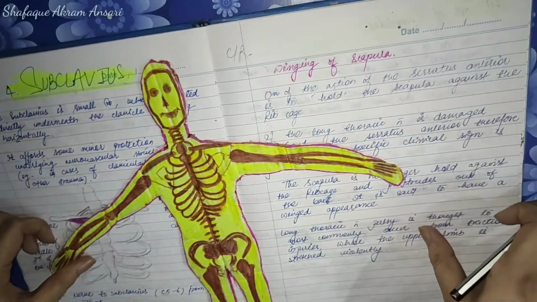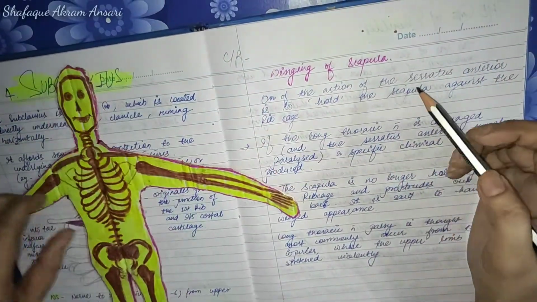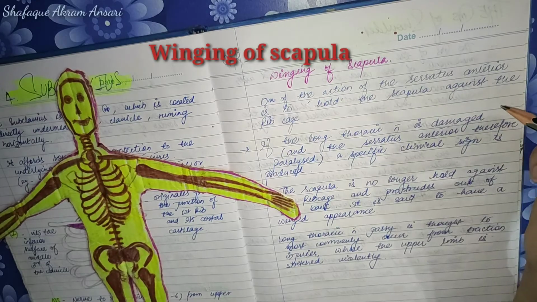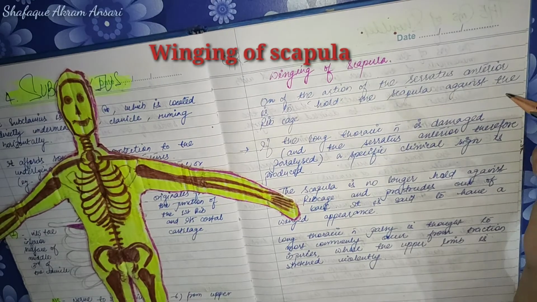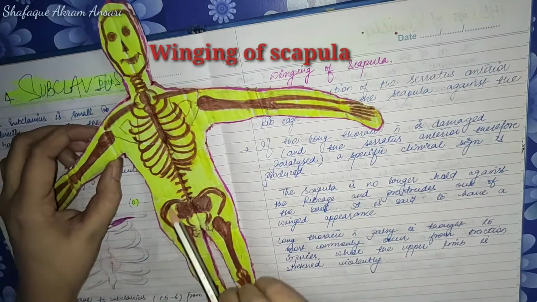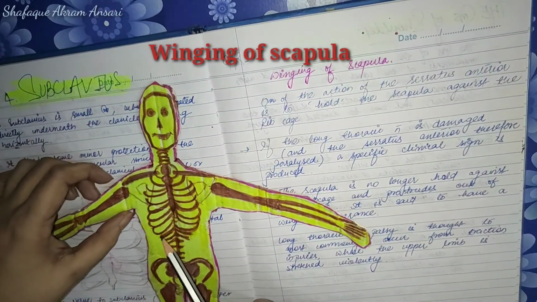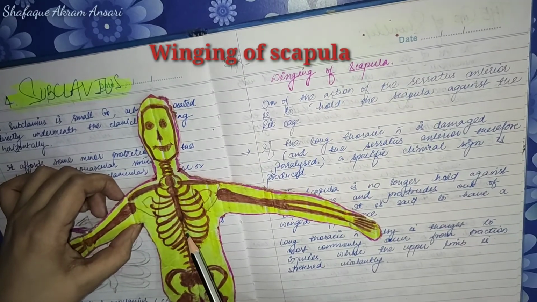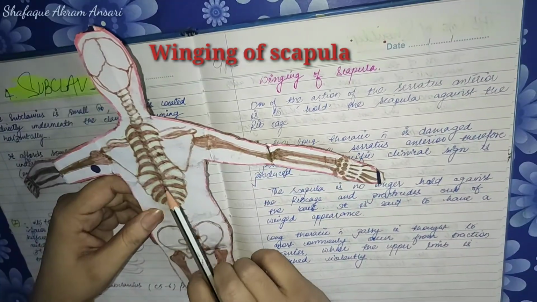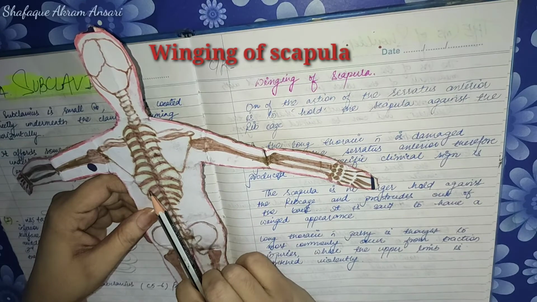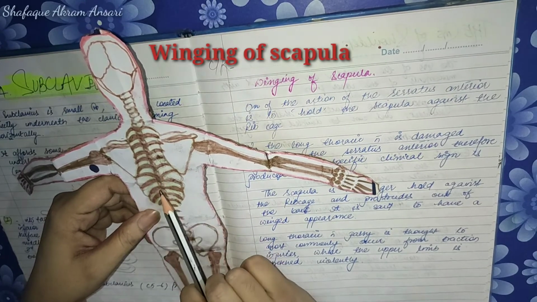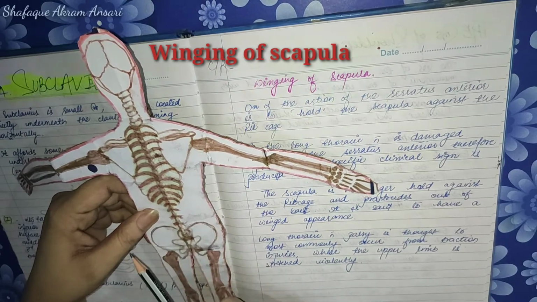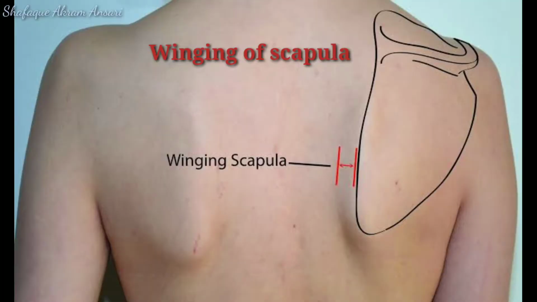Now coming to clinical relevance, winging of scapula. One action of the serratus anterior is to hold the scapula against the rib cage. If the long thoracic nerve is damaged and serratus anterior therefore paralyzed, a specific clinical sign is produced. The scapula is no longer held against the ribcage and protrudes out of the back. It is said to have a winged appearance.